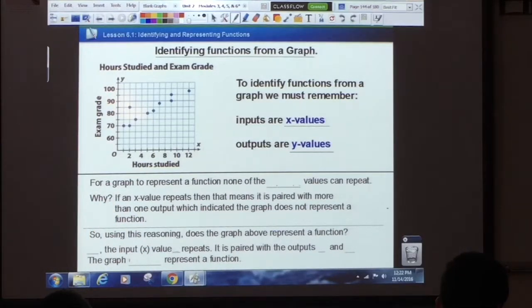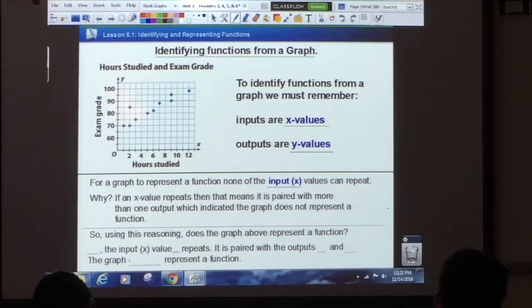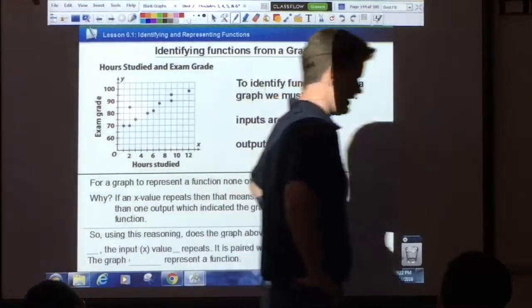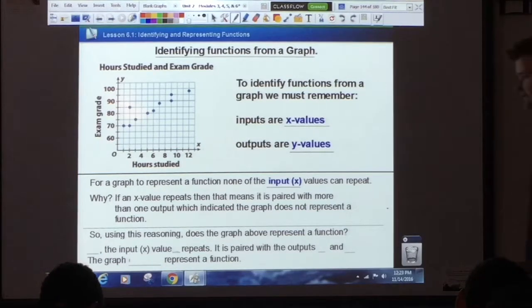For a graph to represent a function, none of the input values can repeat. None of them can repeat. If an input repeats on a graph, it means that the x value is paired with more than one output, or y value. That, as we know by now, is a no-no. That would make it not a function.